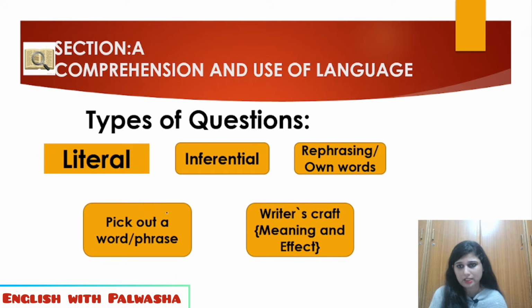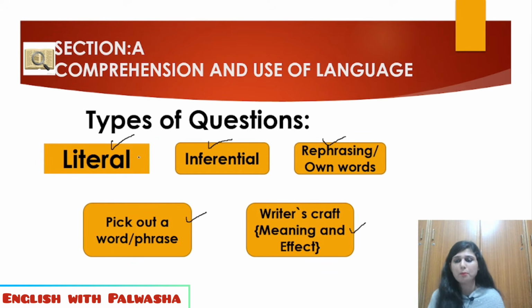The first one is literal, then comes inferential. You need to be very much aware of the types. Then comes the rephrasing and own words questions. Then there are the pick out a word or a phrase type of questions. And the last part, I stress again, is the writer's craft, meaning and effect kind of questions, right? I'll definitely explain in detail which is the most significant type, but these are basically the various types of comprehension questions that the examiner would keep in mind while setting Section A of Paper 1.